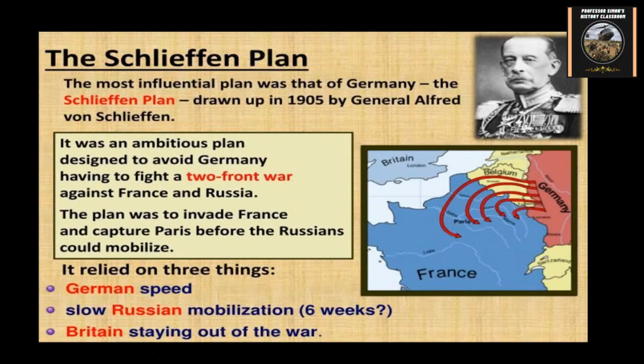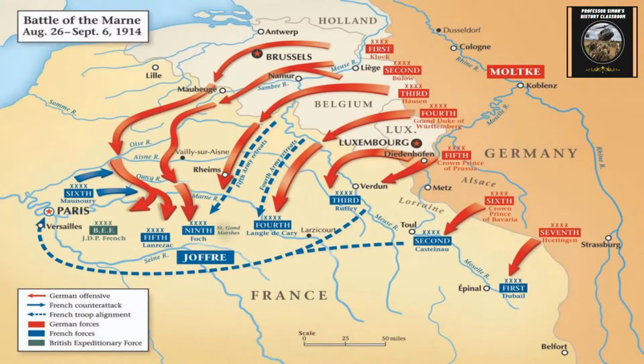However, the plan didn't exactly work like they thought it would, because Britain came into the war, Russia mobilized faster than they thought they would, and the Germans had trouble supplying their forces as they invaded into the north. And so the Schlieffen Plan ends up not really working. But you can see here the actual invasion. The German forces invade through Belgium, Luxembourg, and also through Alsace-Lorraine, Western Germany, into northern France.